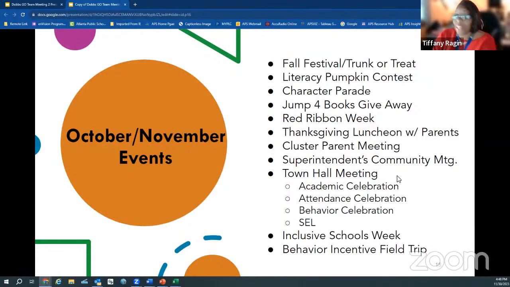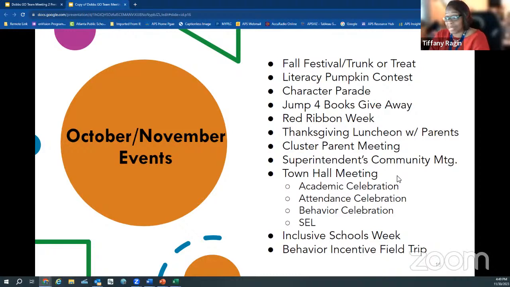On to the announcements, if you don't mind, Madam Chair. I can go ahead to the November and October events. In October and November, we have had a lot of things, and I think I did leave off one. Now that Jen James is on, I'll add that too. That will be our Morningside Reading Buddies. They come monthly. But we had Fall Festival Trunk or Treat, our Literacy Pumpkin Contest, Character Parade, Jump for Books giveaway, Red Ribbon Week activities, and a Thanksgiving luncheon with the parents.